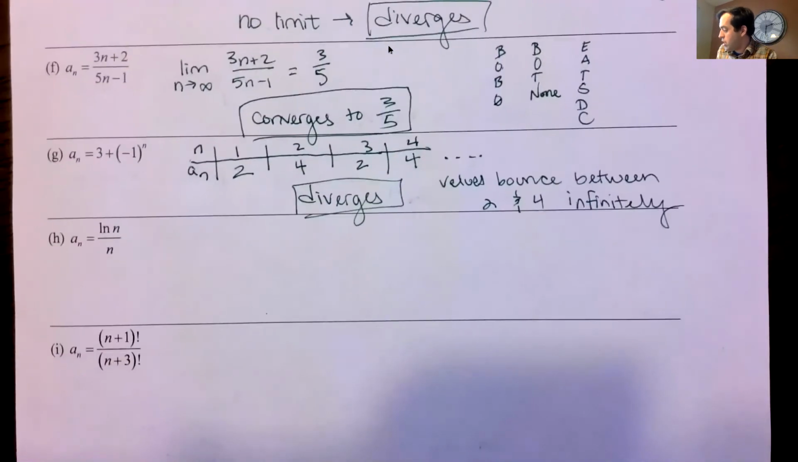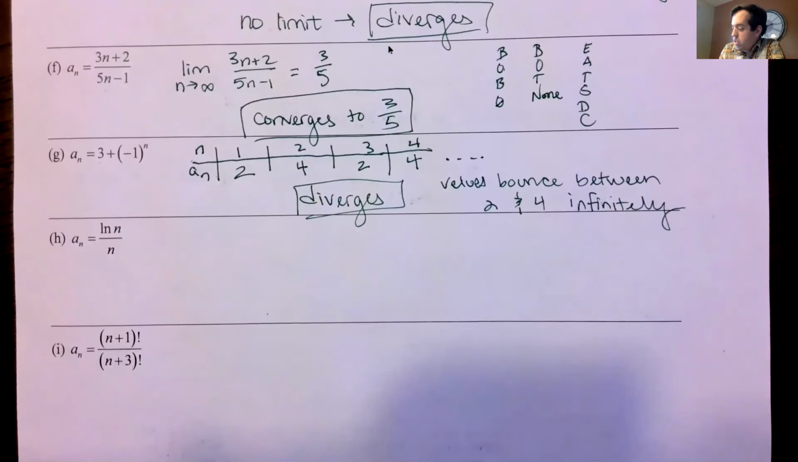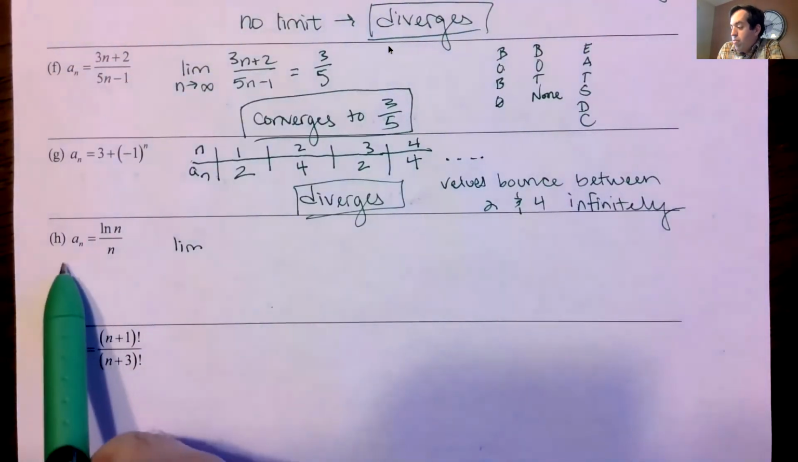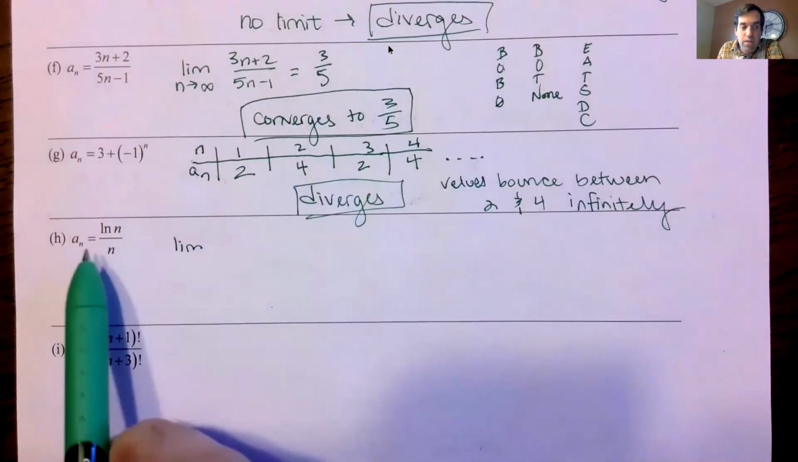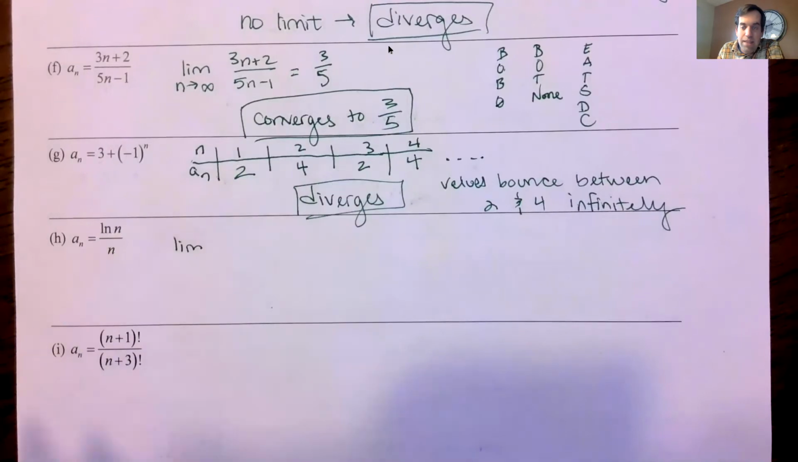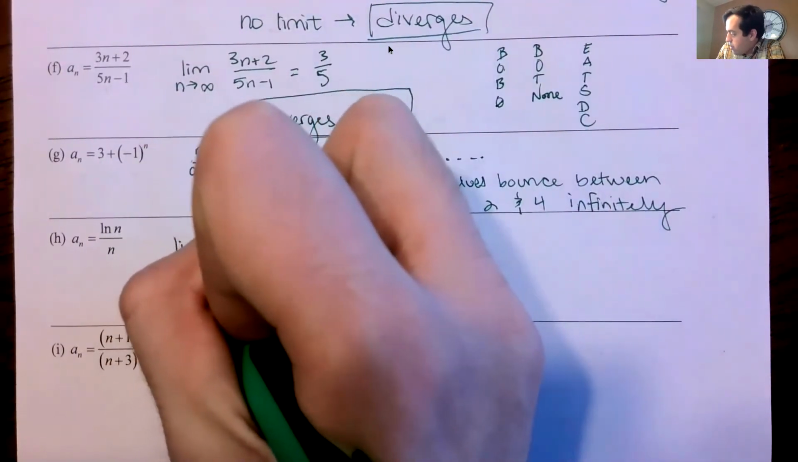Letter H, a sub n equals natural log of n over n. And I'm gonna write out the limit again, because again, this is not arithmetic or geometric. And it's also not gonna be super helpful if I just start listing the first few terms this time, because natural log of each of those numbers isn't gonna be a nice number. So I'm just gonna write that out as a limit.